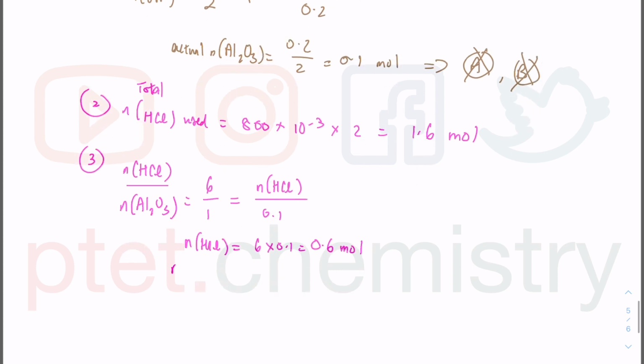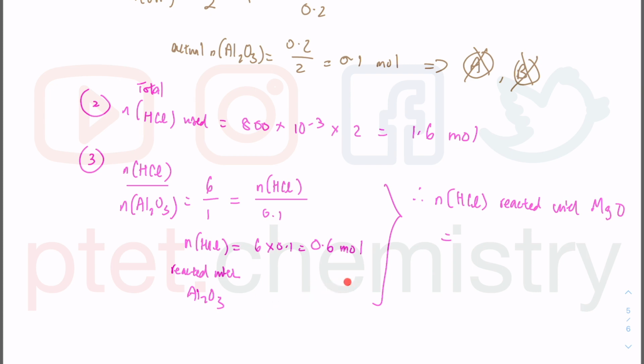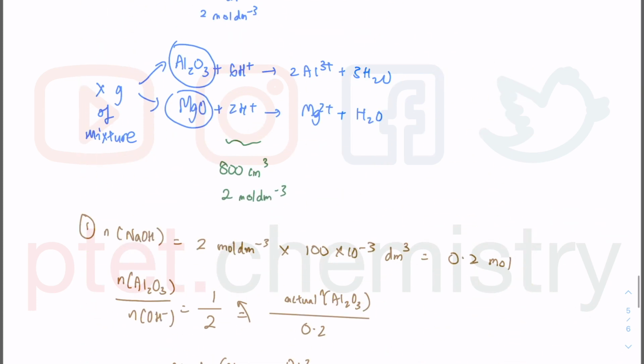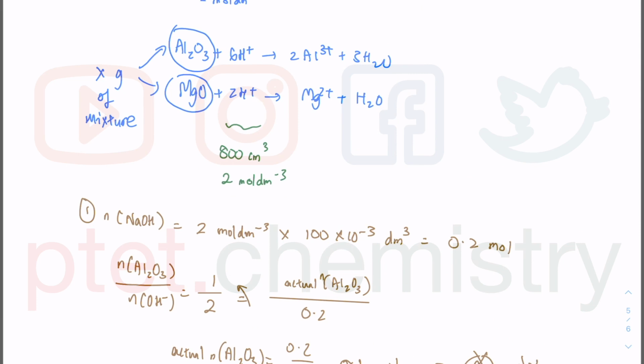This is the mole of acid reacted with Al2O3. If that is true, therefore the mole of HCl reacted with MgO, like we said, is the total mole of our acid minus however mole of acid that has reacted only with Al2O3. So 1.6 minus 0.6 is 1.0 mole. This is the mole of HCl that reacted with MgO. So if I know the mole of HCl here, I can work out the mole of MgO that are in this reaction. Okay, so 1 mole of MgO to 2 mole of acid.